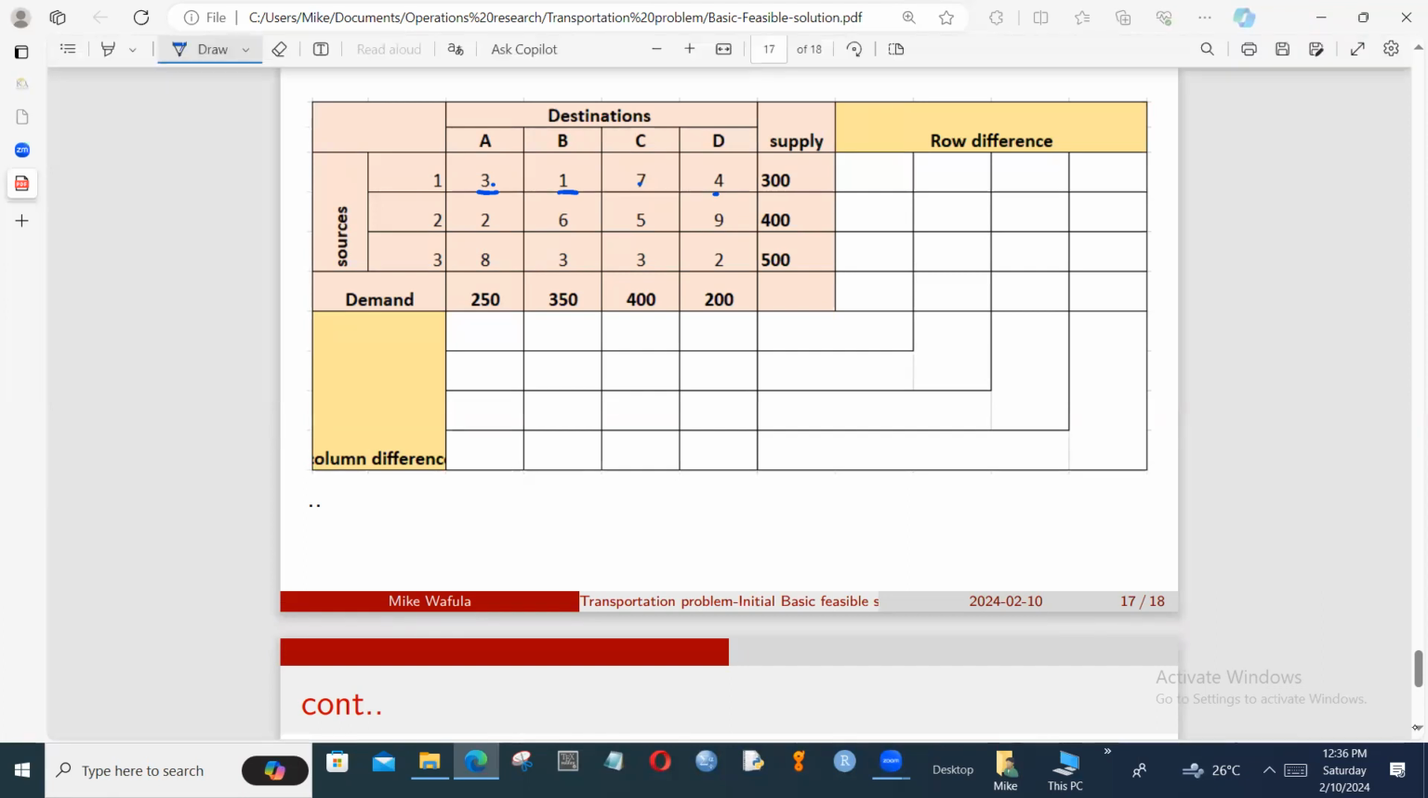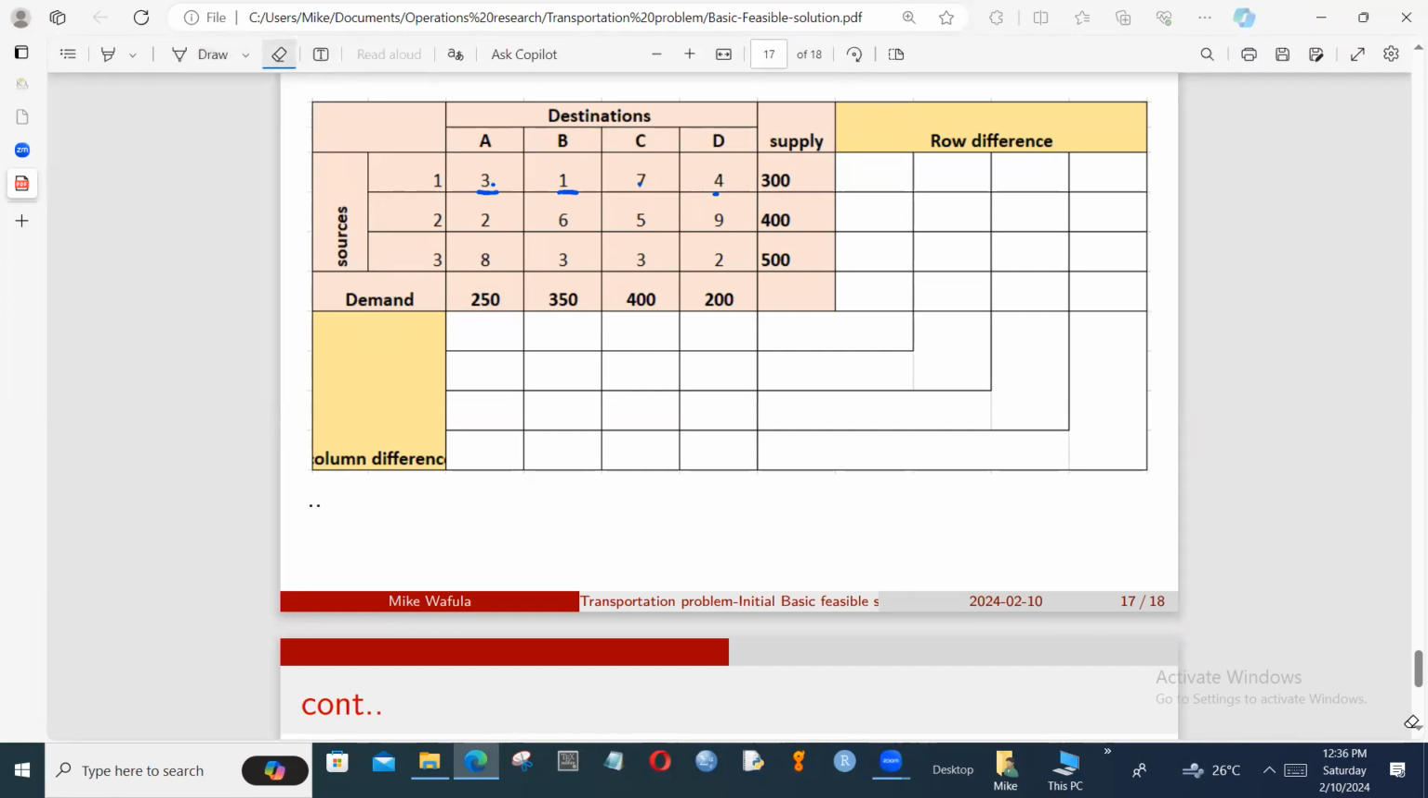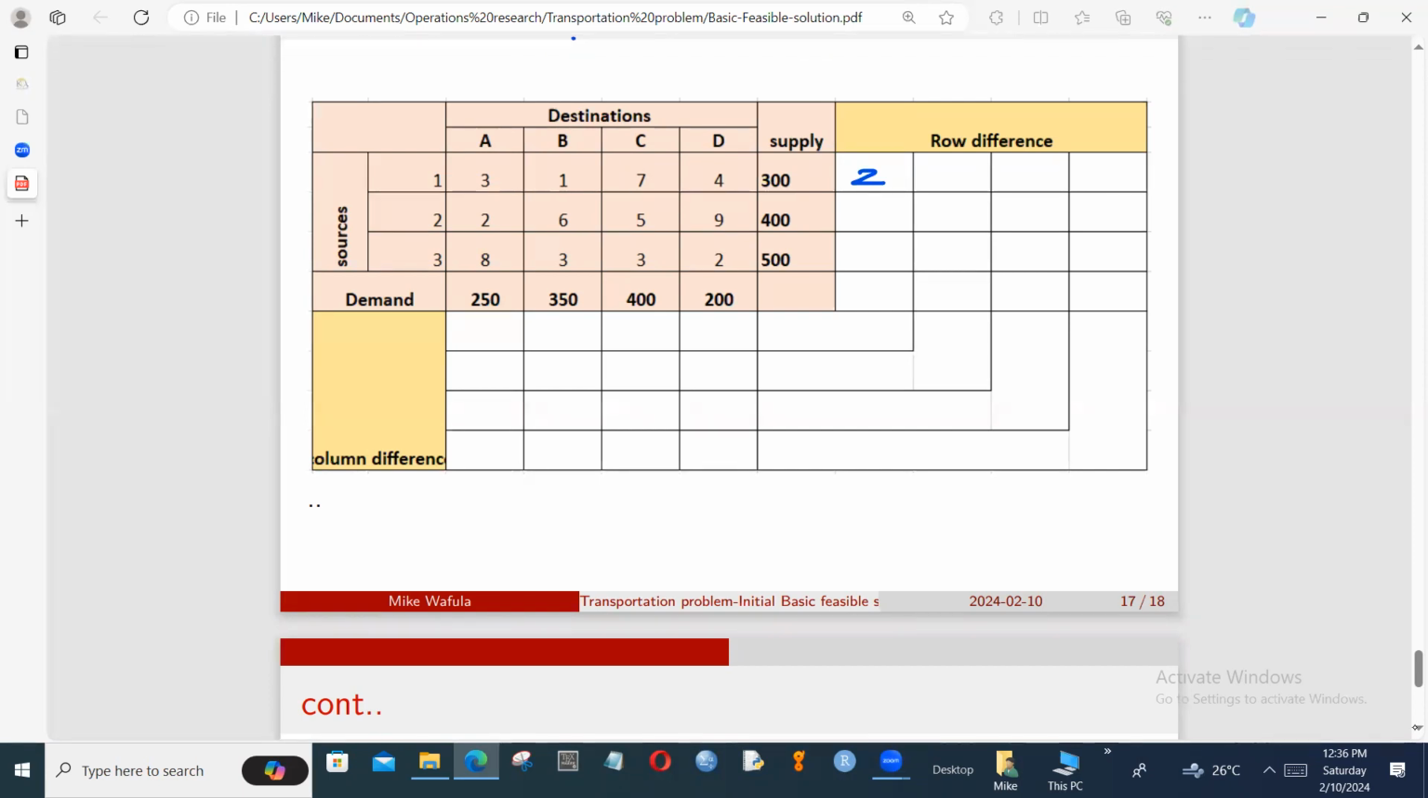So when you're talking of identifying the difference, which they are calling the penalty cost, it is getting the difference between the best and the second best. So in this first row it is 3 minus 1. And that's what we are writing here as 2. So that will be the penalty cost there. When you check the second row, the best route is this one where you are spending 2. And the second best is 5. The difference, 5 minus 2, is 3.